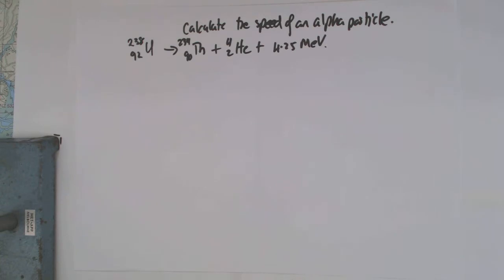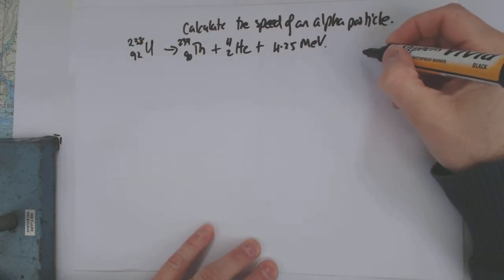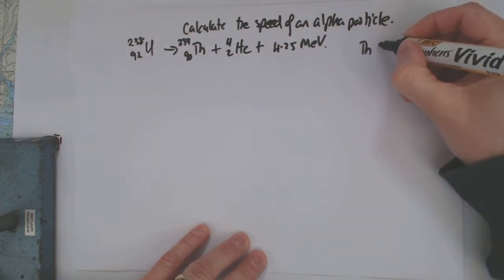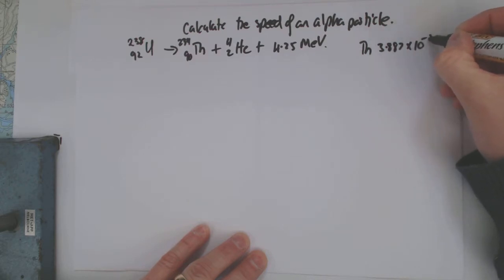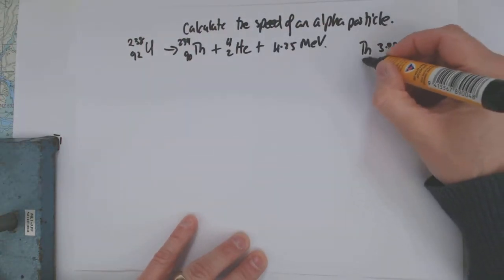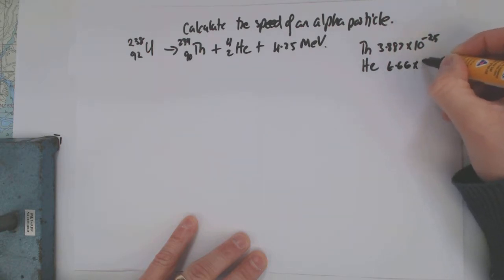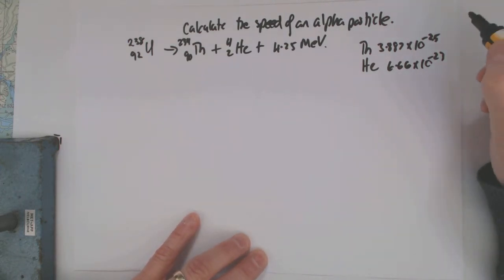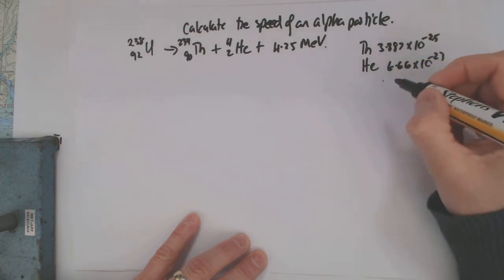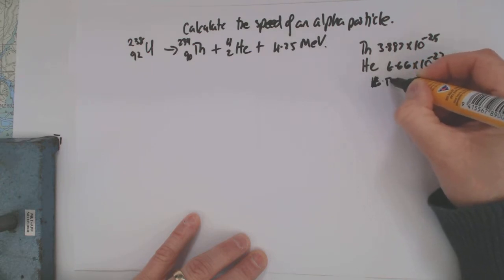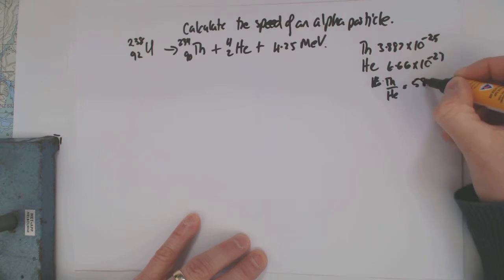There are a few things going to come out of this. Let's look at the masses first. Thorium's mass, we'll take as 3.887 times 10 to the minus 25 kilograms. Quite a big mass because it's got all those particles, 234 nucleons. Helium, we've got 6.66 times 10 to the minus 27, quite small. If we divide those, we come up with a ratio of 58.36. So thorium's mass divided by helium's mass is equal to 58.36.